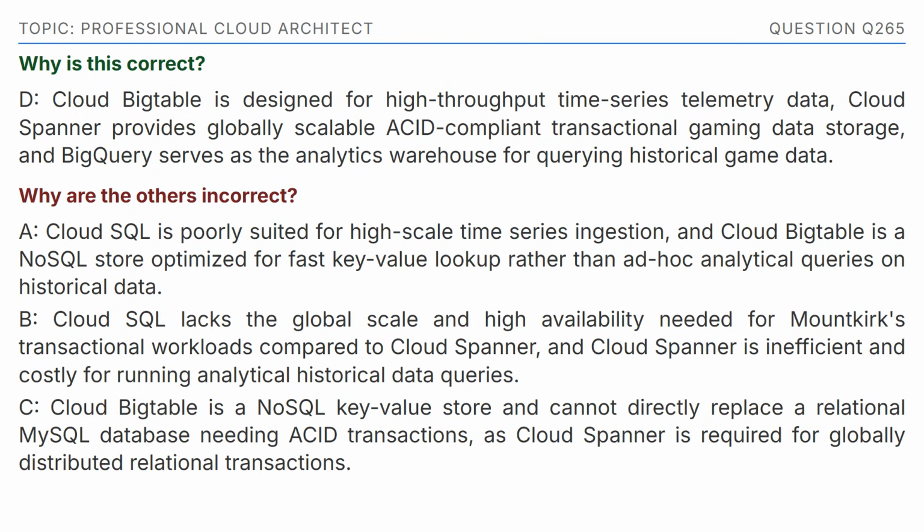Why are the others incorrect? A. Cloud SQL is poorly suited for high-scale time series ingestion, and Cloud Bigtable is a NoSQL store optimized for fast key-value lookup rather than ad hoc analytical queries on historical data. B. Cloud SQL lacks the global scale and high availability needed for Mount Kirk's transactional workloads compared to Cloud Spanner, and Cloud Spanner is inefficient and costly for running analytical historical data queries. C. Cloud Bigtable is a NoSQL key-value store and cannot directly replace a relational MySQL database needing ACID transactions, as Cloud Spanner is required for globally distributed relational transactions.